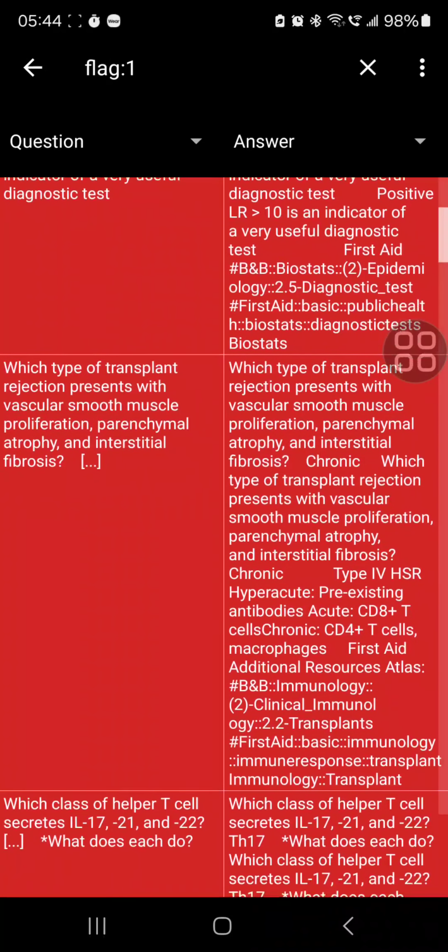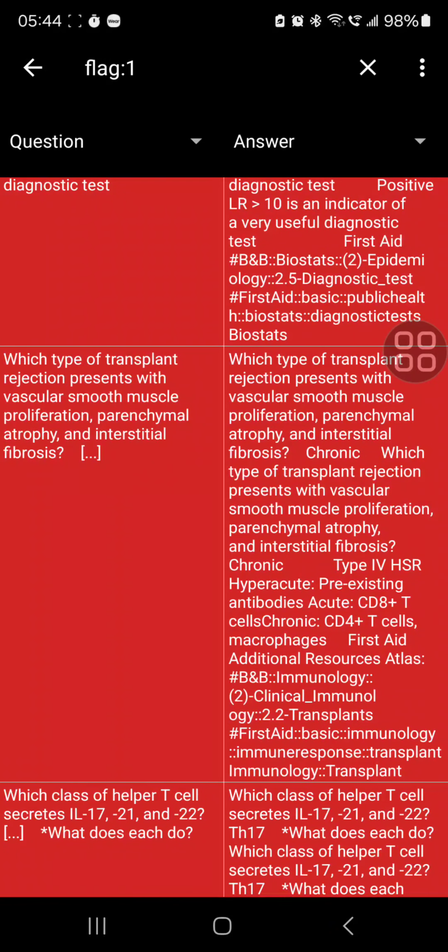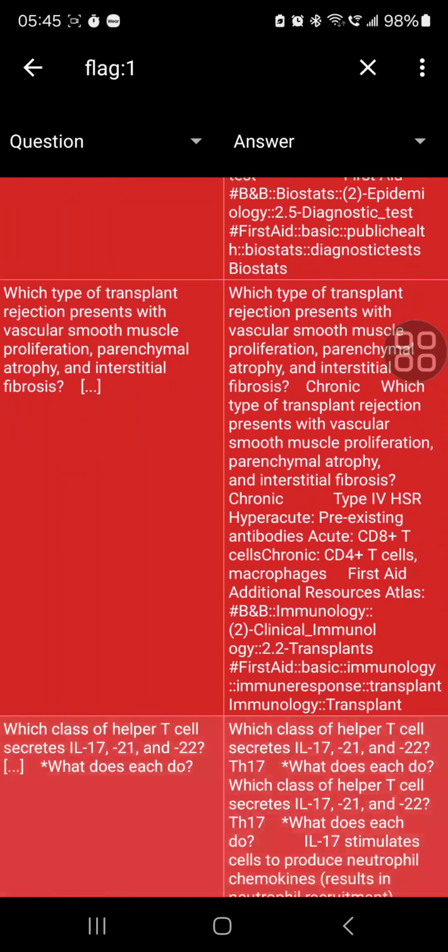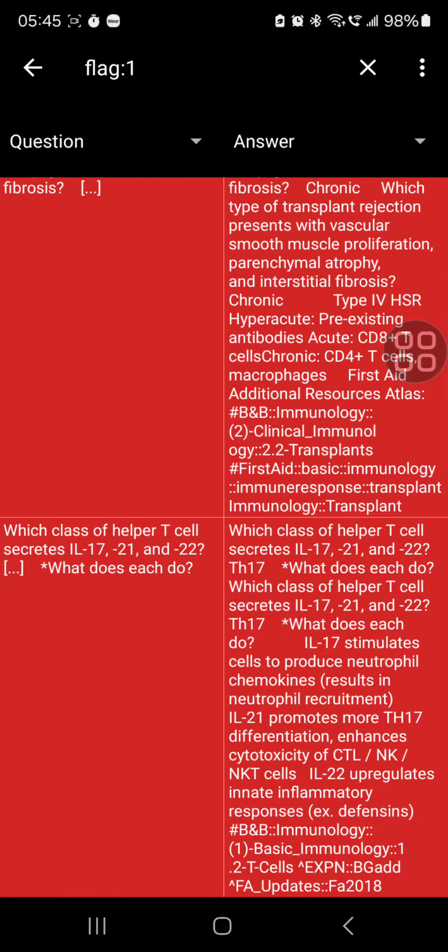Which type of transplant rejection presents with vascular smooth muscle proliferation, parenchymal atrophy, and interstitial fibrosis? Chronic rejection. That is vascular smooth muscle proliferation, parenchymal atrophy, and interstitial fibrosis.